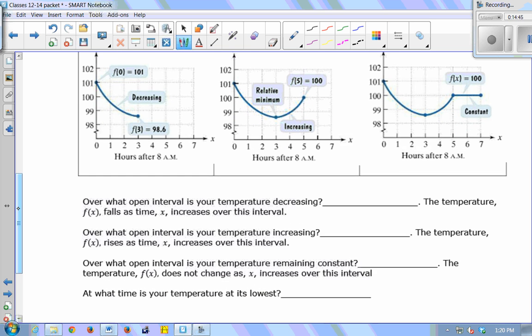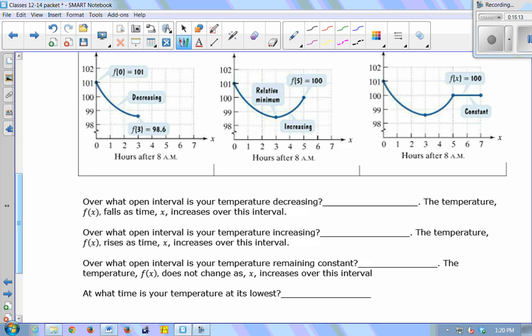All right, so over what open interval? So an open interval means you don't include the endpoints, you use parentheses. Is your temperature decreasing? Eight to 11. Yep, because 0 is representing 8 a.m., right? And 3 hours after 8 a.m. is 11, so my temperature was going down. It started at 101 and it ends up at 98.6.